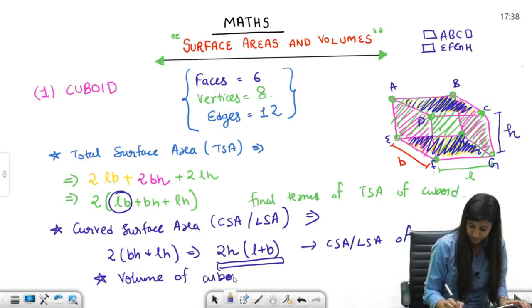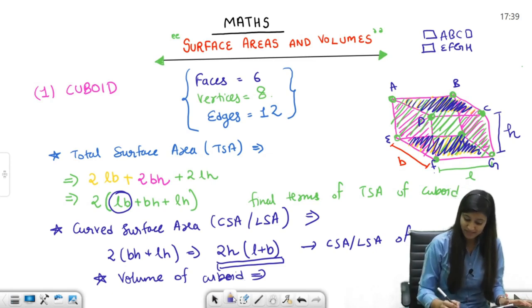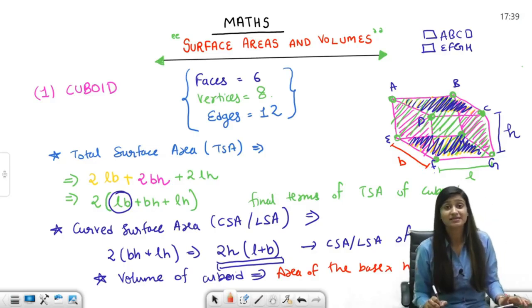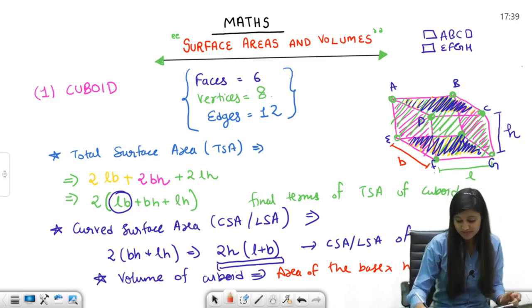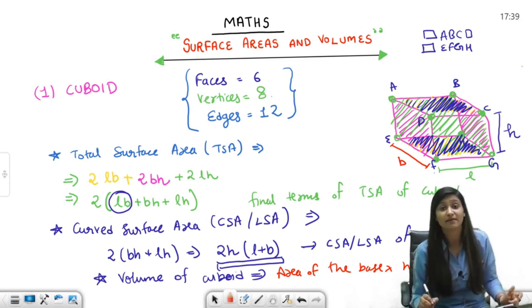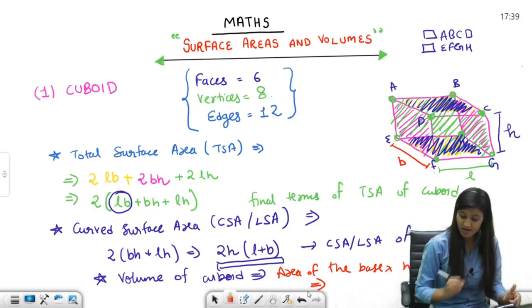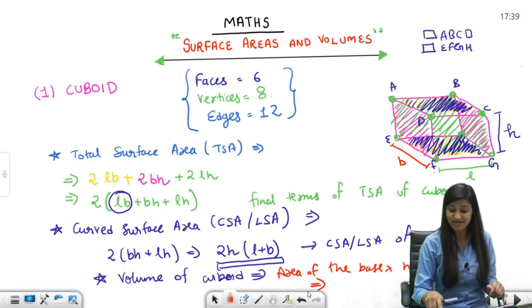See, volume of anything, we know, can be defined when you write it as area of the base into height, right? You can derive the volume of any shape by using this formula. This is a general formula, area of base into the height. So in case of our cuboid, what is the area of base? Area of base is EFGH.